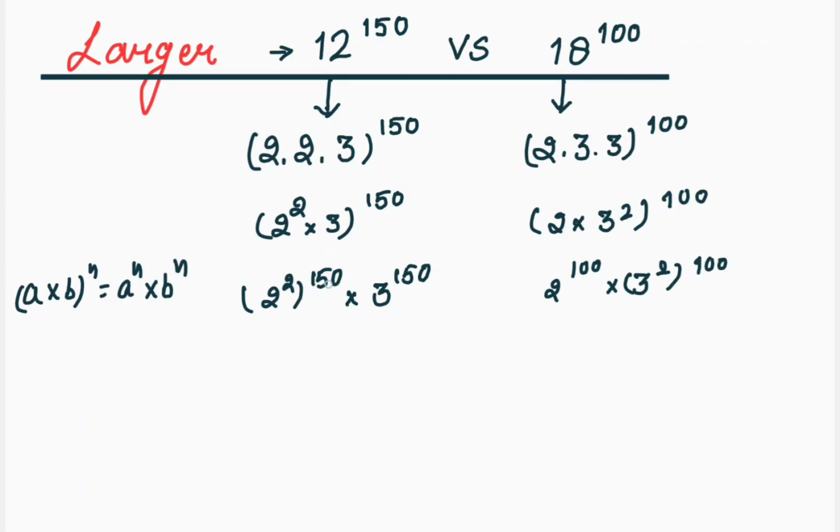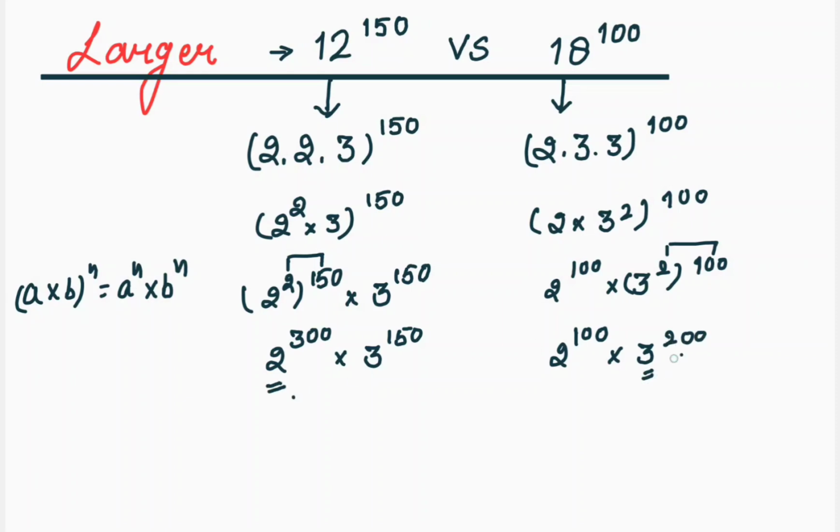In 2 square raised to the power 150, simply multiply 2 and 150, and here also 2 and 100 will get multiplied. So you get 2 raised to the power 300 into 3 raised to the power 150, and 2 raised to the power 100 into 3 raised to the power 200. Power of 2 is greater in this number and power of 3 is greater in this number.